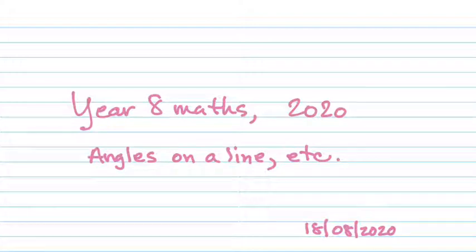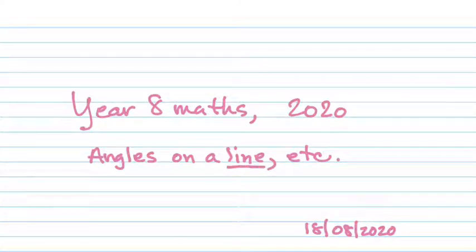So it could be 20 angles, right? That'd be unusual, but it could be two or more angles that add up to 90 degrees. As long as they add up to make 90 degrees, then you've got complementary angles. Okay? Well, today we're going to talk about the next one, and that's going to be angles on a line.